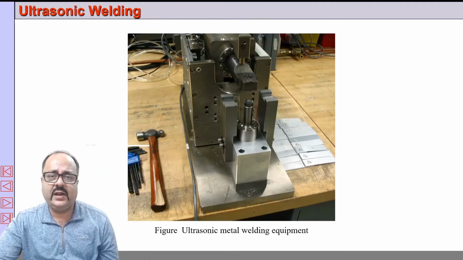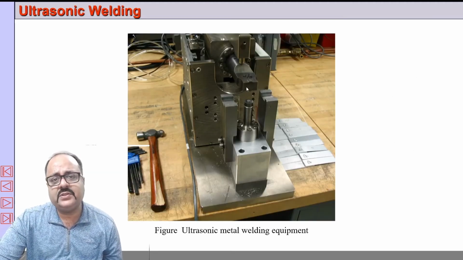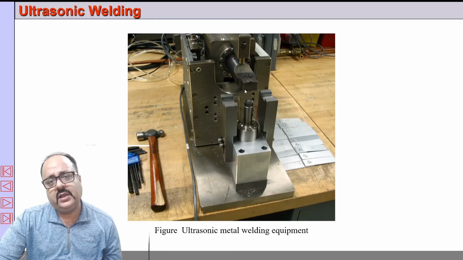So this is how a lateral drive system works. In the lateral drive system, you have this kind of arrangement. This is the booster, and the sonotrode tip is connected here, and the load is applied by this only, and this is the anvil on which the workpiece is placed.